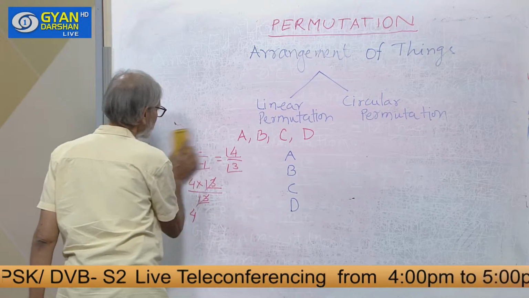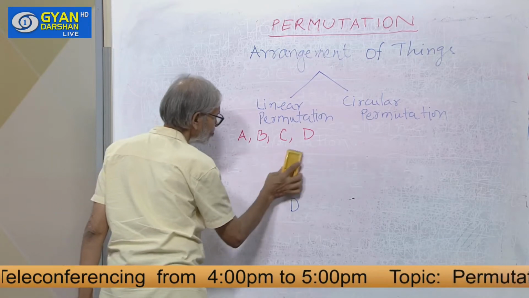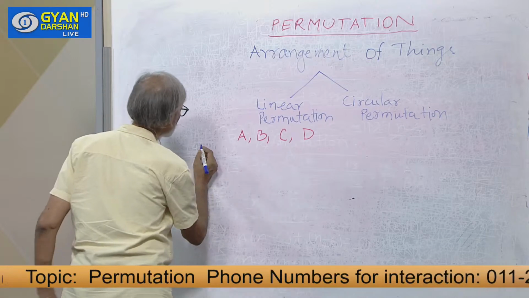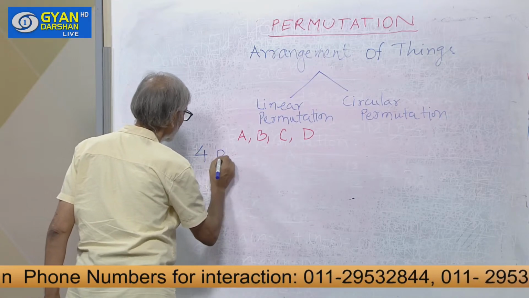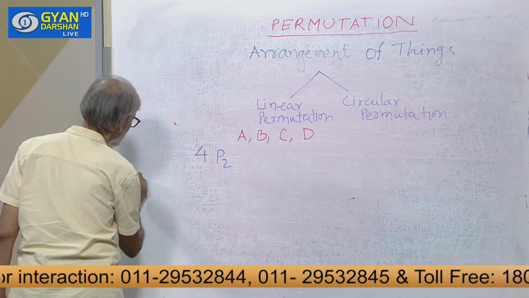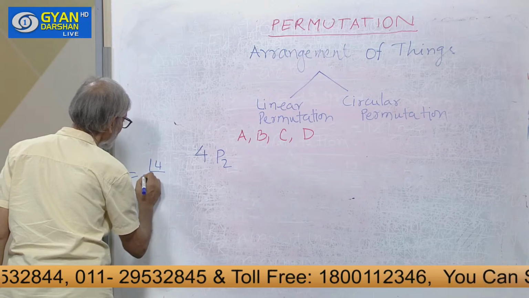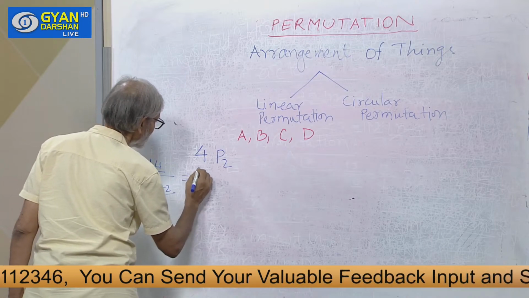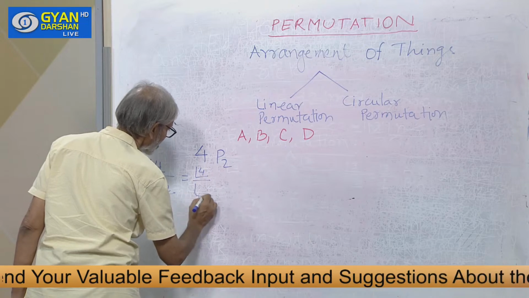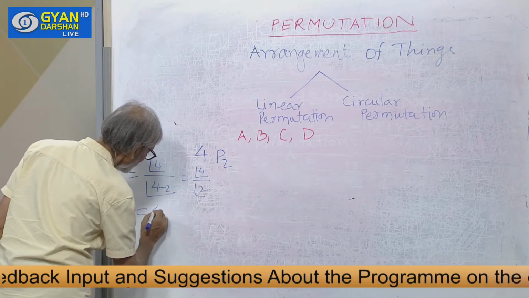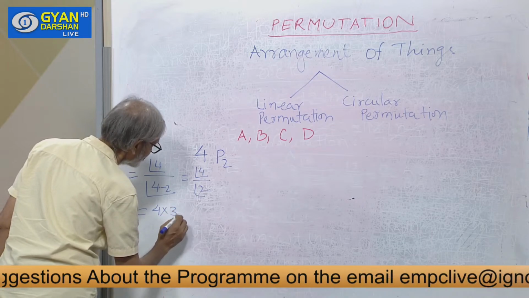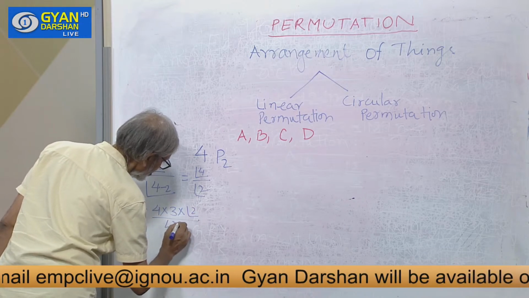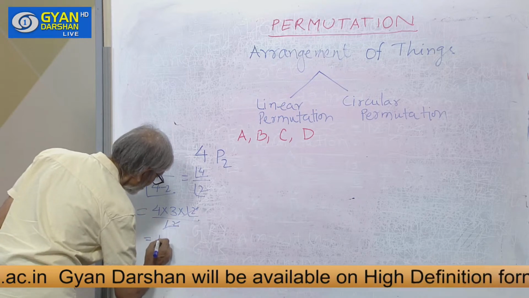Now, suppose we have to take 2 things at a time, say 4P2. So, this will be equal to factorial 4 divided by factorial 4 minus 2, which is equal to factorial 4 divided by factorial 2, which is equal to 4 into 3 into 2 into 1, which we can write as factorial 2 divided by factorial 2. So, these will be cancelled out. So, there will be 12 ways.